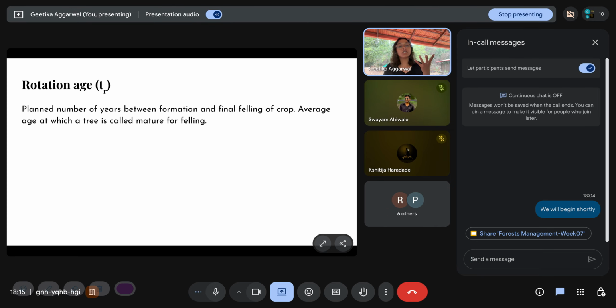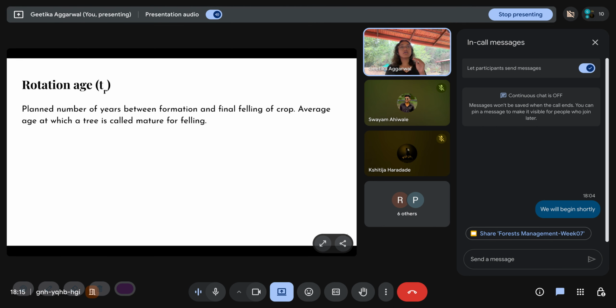So when did you plant the crop, or when were the trees planted versus when they are being felled? So it's more or less the average age at which you call that the tree is mature enough for felling. So if you're using a tree for timber purposes, for example, at 50 years, the tree reaches its maximum height and maximum width, and after that it's more or less going to stay the same size wise, but it's just going to age. Otherwise, maybe it's going to shed its leaves and all of that.